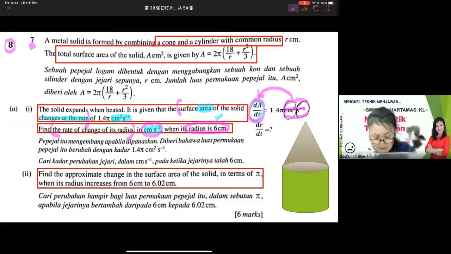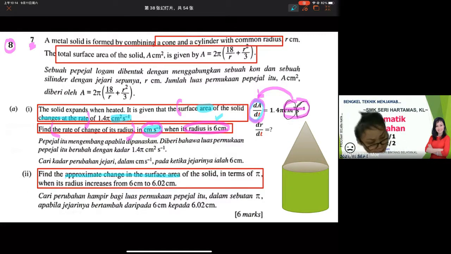A Roman 2 says, find the approximate change in the surface area of the solid. Oh my goodness, another term comes in. Oh, please help me. What is the approximate change in the surface area? What is approximate change? Then you have to go back to your approximate already. Approximate means this one, okay?